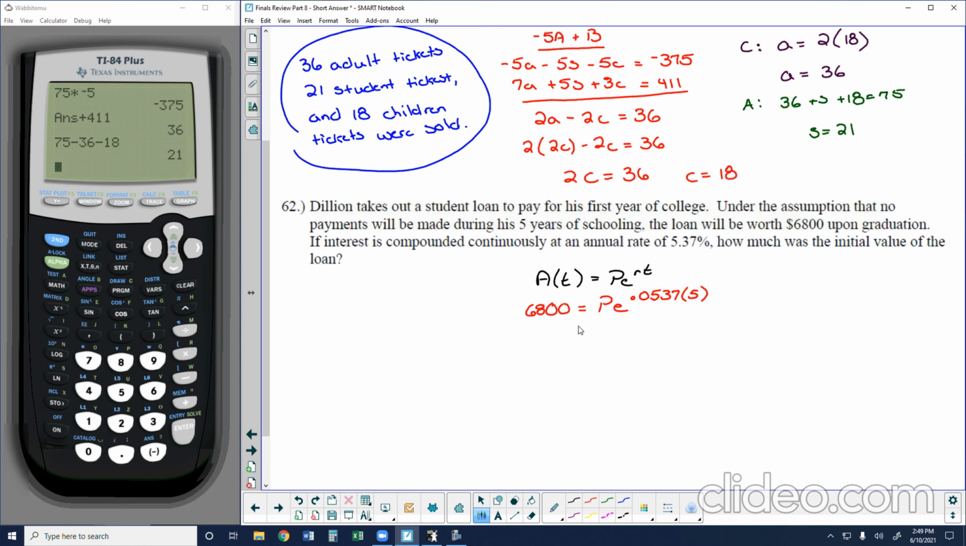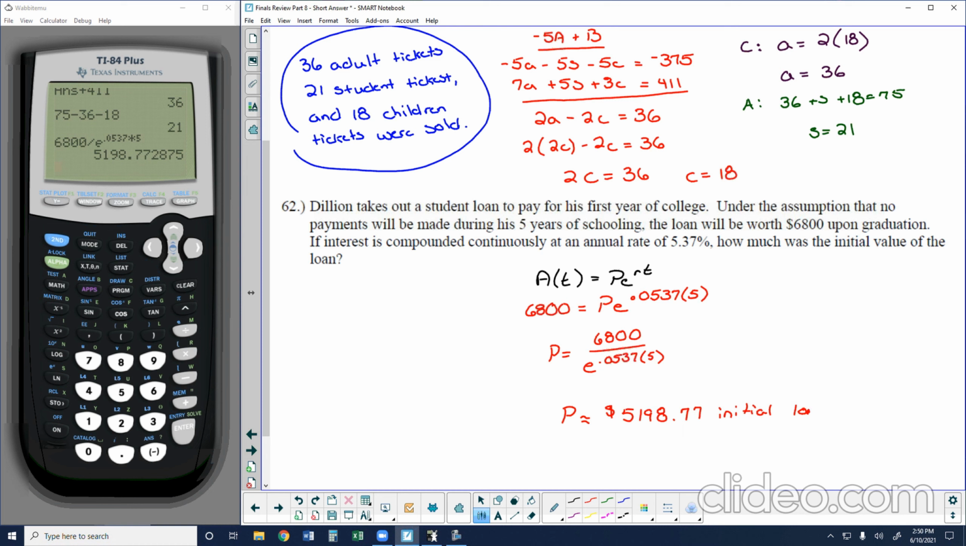So what I can do is a simple division to get P by itself. I'm going to divide both sides by e to the 0.0537 times 5 power. And that would isolate P. So in my calculator, I can do this work. 6,800 divided by e to the 0.0537 times 5 power. And so the principal of this loan would be approximately $5,198.77 was the initial loan.